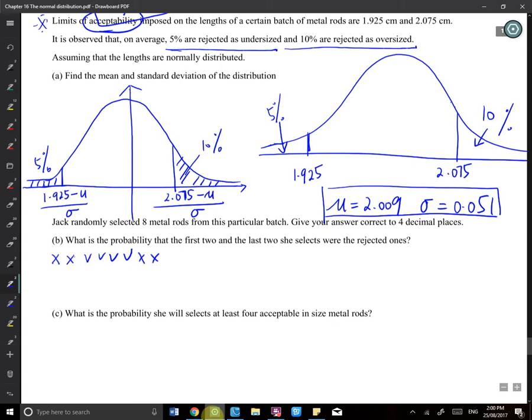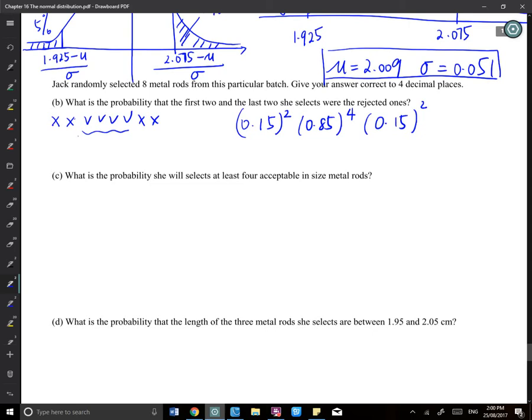So the reject rate for the first one is 0.15, and the next one is 0.15, so 0.15 squared, and the acceptable one is 0.85, and you repeat 4 times, and then 0.15 squared. Okay, just multiply all the probabilities together. First one 0.15, second one 0.15, then 0.85 four times, then 0.15, 0.15, and multiply them together.